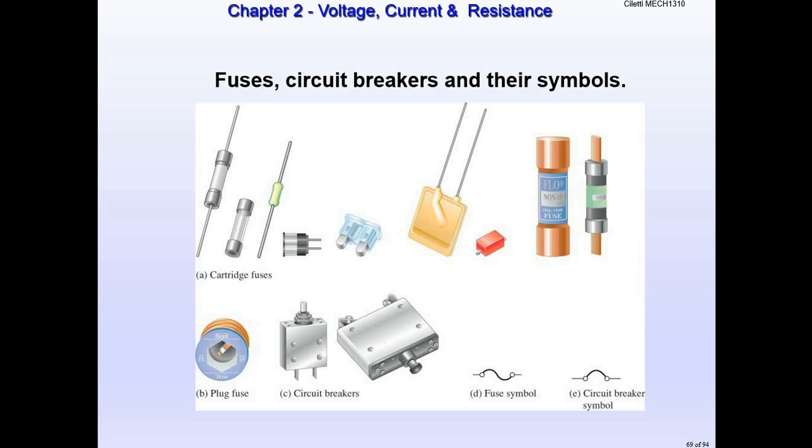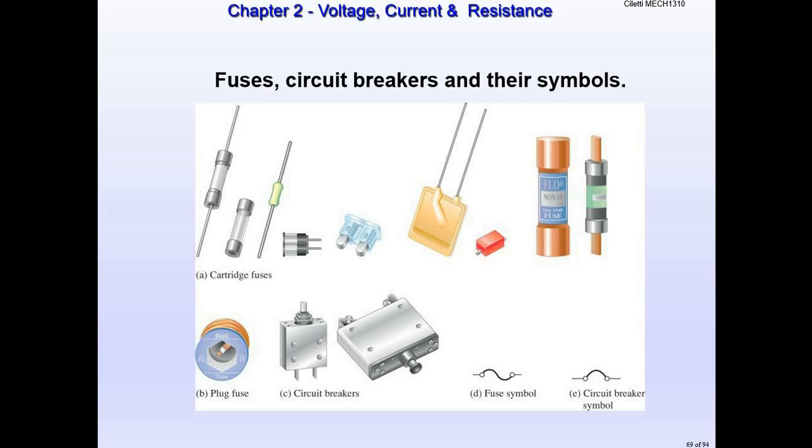So the symbol for a fuse is shown down below with D. And literally, it's just a wire. And that wire, when it receives too much current, breaks. It blows right open. So when you say you've got a blown fuse, literally that's what happens. It got too much current and blew. But your equipment is protected. All you have to do is replace the fuse.